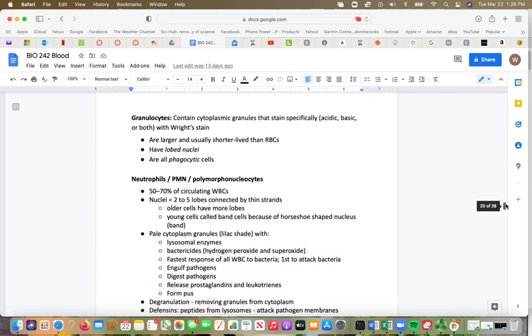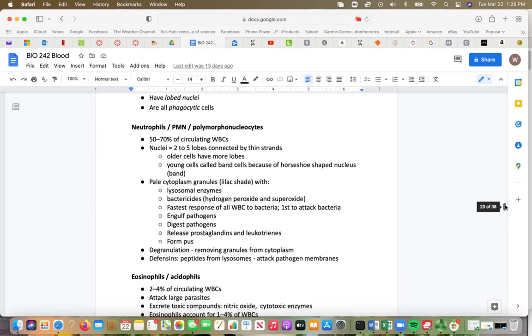So granulocytes, they have cytoplasmic granules that they are named for, and they stain specifically different colors with Wright stain. So they're larger, they're usually short-lived, they don't live near as long as a red blood cell, they'll have lobed nuclei, and all of them are phagocytic.